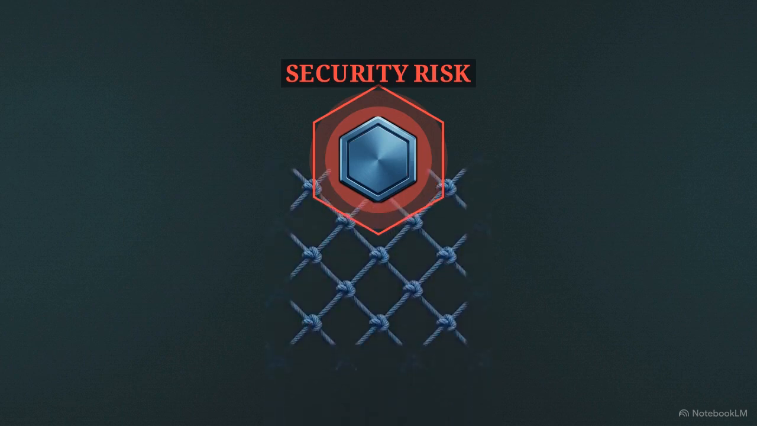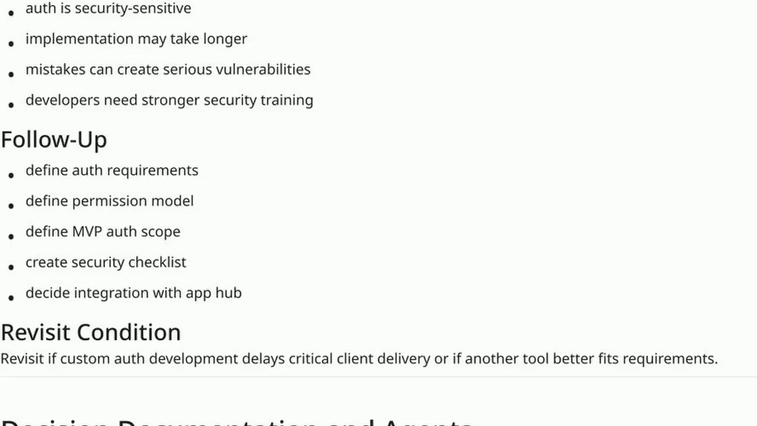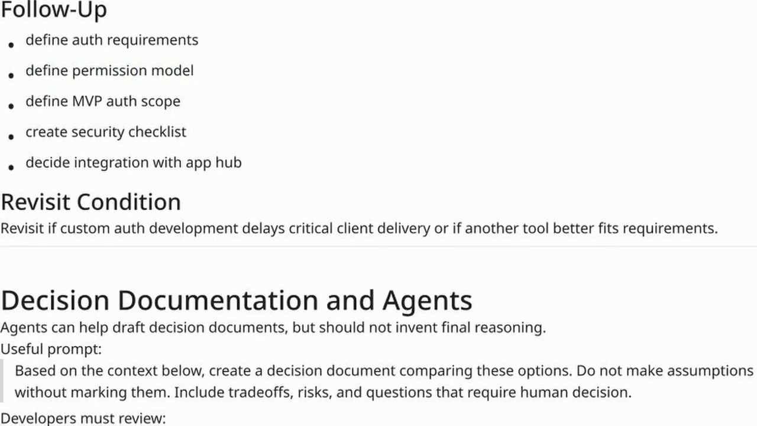To translate this decision into reality, the document closes with a follow-up section listing immediate next steps like defining permission models. Crucially, it also sets a revisit condition, establishing when the choice should be evaluated again, for example, if custom auth delays client delivery.